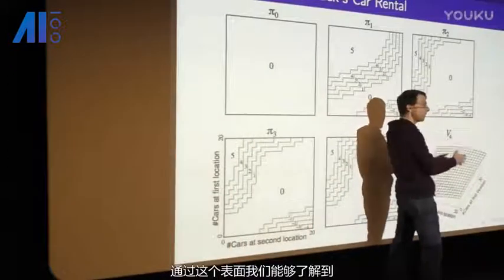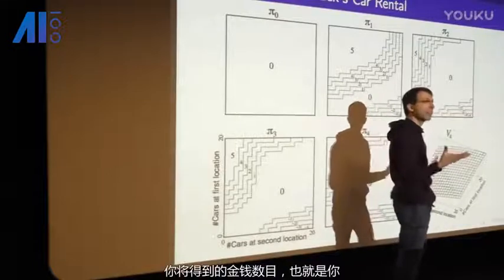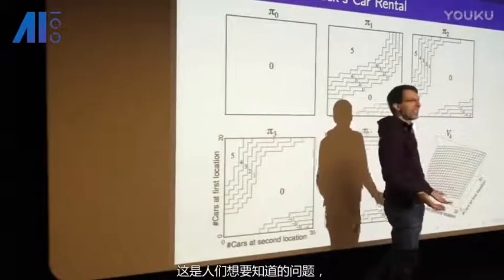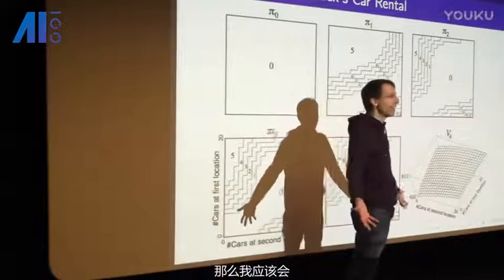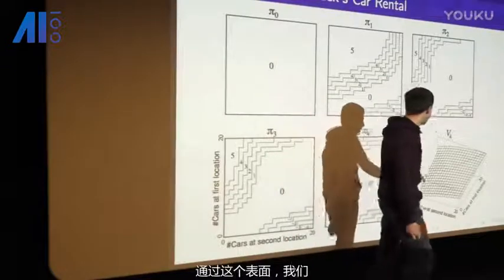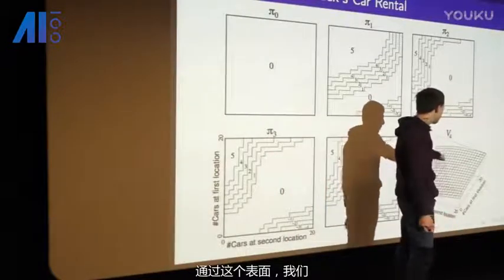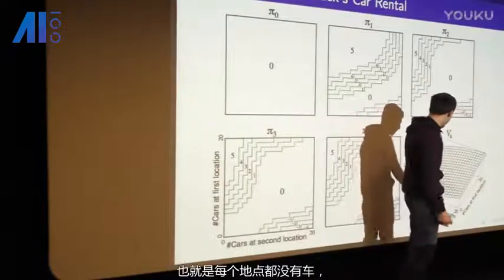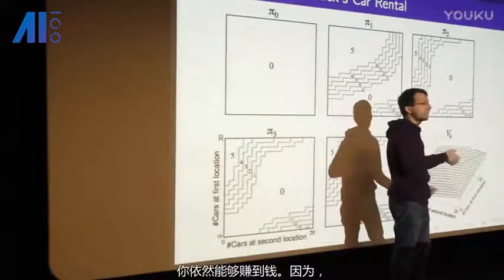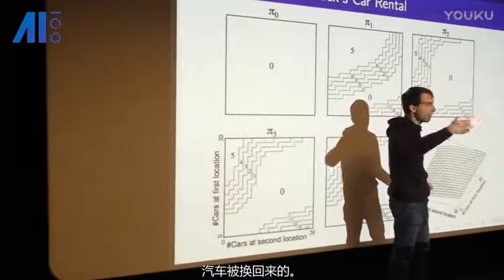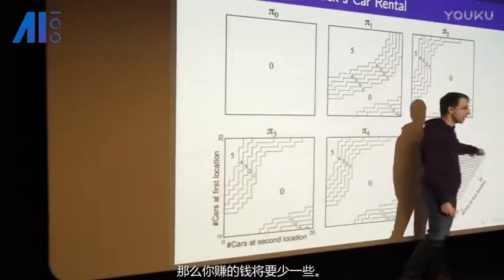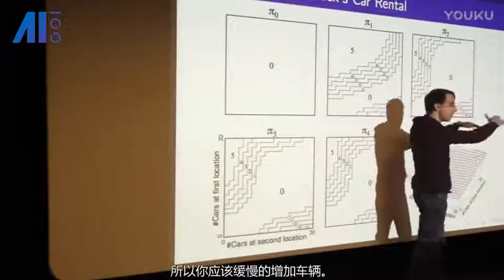So this is the surface telling you the dollars return that you're going to get. Like how much money are you going to actually make? This is the question these guys want to know. It's like, ultimately dollar value, how much money am I going to make following this policy? And what this tells you is if you're in a situation where you've got no cars in either location, you're still going to get money because eventually over time you will start getting cars coming into these locations. But it's less money than if you've got 20 cars at each location. So you should expect some kind of slope upwards.